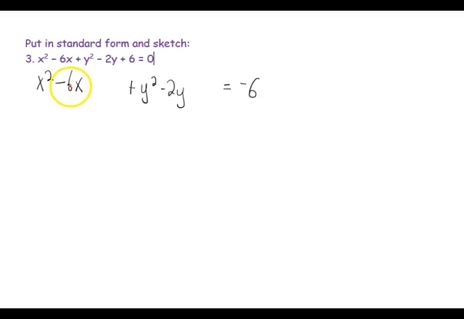So half of 6 is 3. 3 squared is 9. So I'm going to add 9 here, and I'm going to add 9 here, because this is an equation, it has to balance out. So if you add weight on this side, you have to add weight on this side.